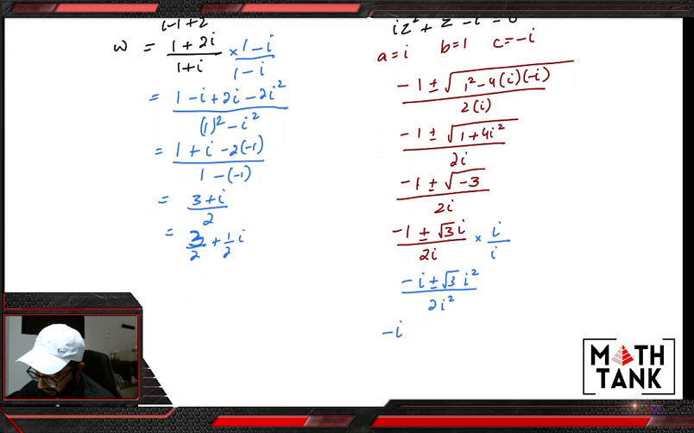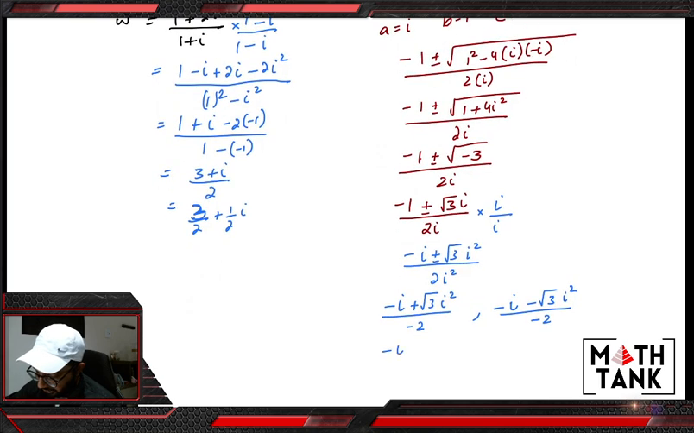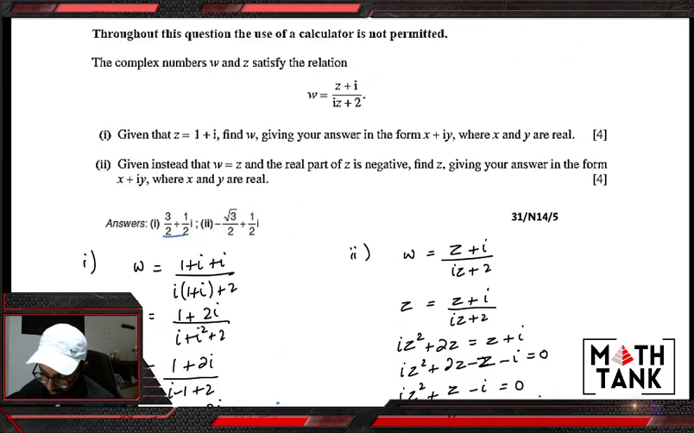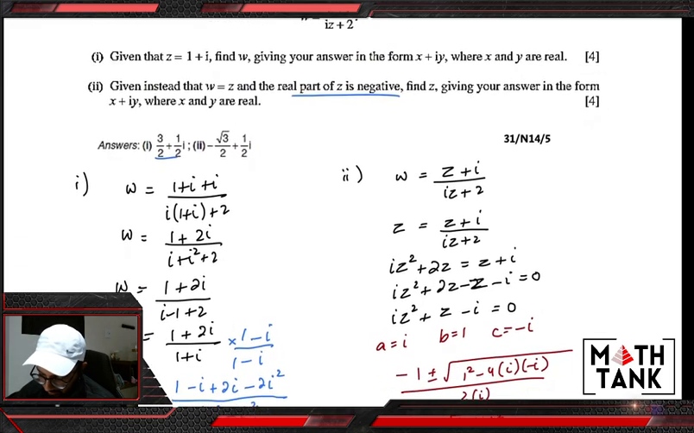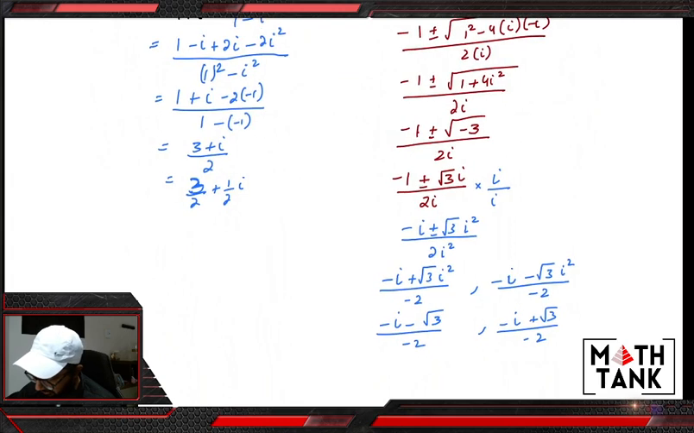Okay, now I need to separate these positives and negatives because it's getting more complicated. Okay, so minus 1 minus root 3 over minus 2 and minus i plus root 3 over minus 2. Let's say something here. The real part of z is negative, so I need to find which real part of z is negative. So I need to separate them into their real and imaginary parts.